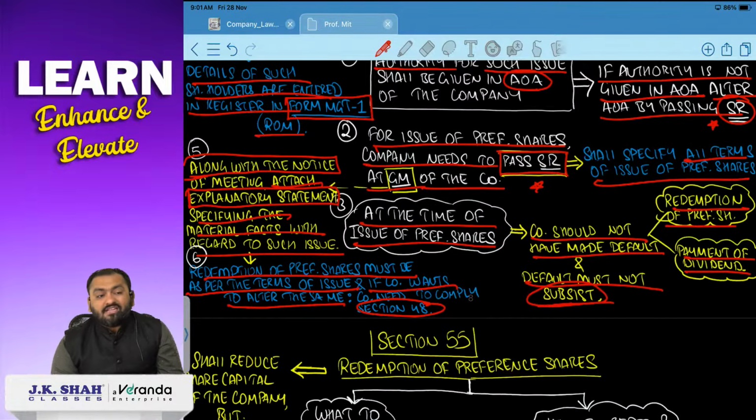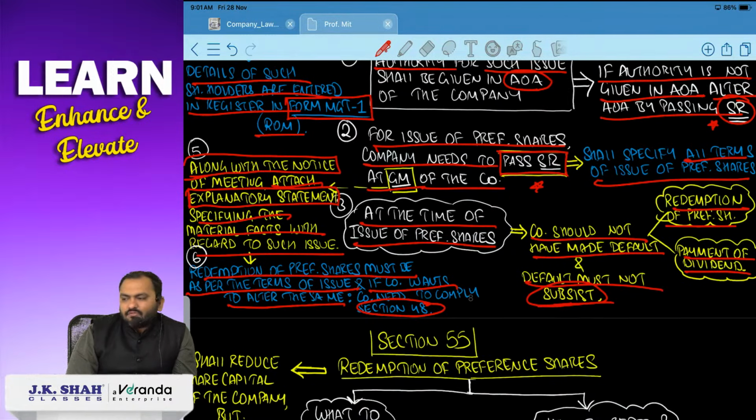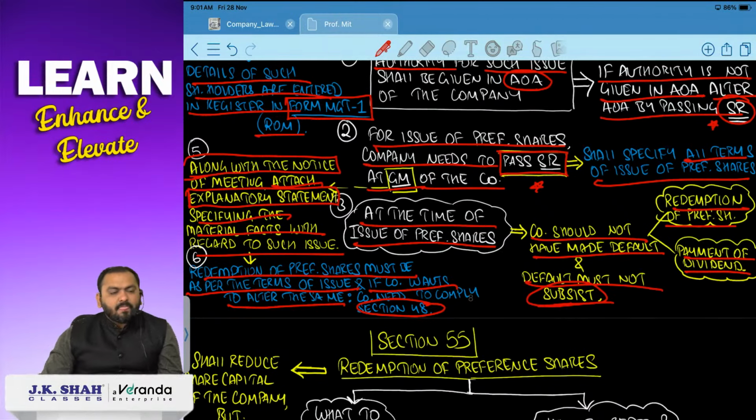If company wants to alter these terms and conditions, then company needs to comply with section 48. What is 48? Variation in the rights of shareholders. 47 was voting rights. 48 is variation in the rights of shareholders. For that also you need to pass SR. Authority must be given in AOA, right? Then you need to take the consent of the 3/4 of that category, let's say for example, preference shareholders. Basically, there is an entire section for that. This section you have done in your chapter members and shareholders. 47 and 48 both.